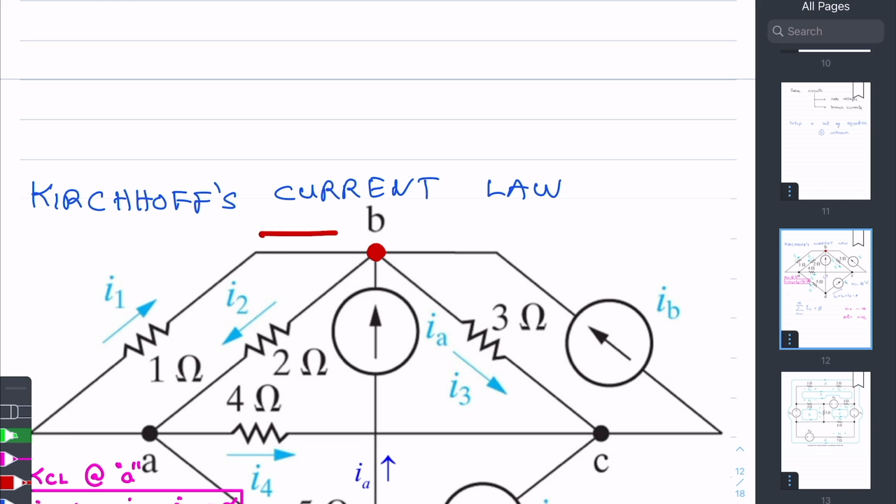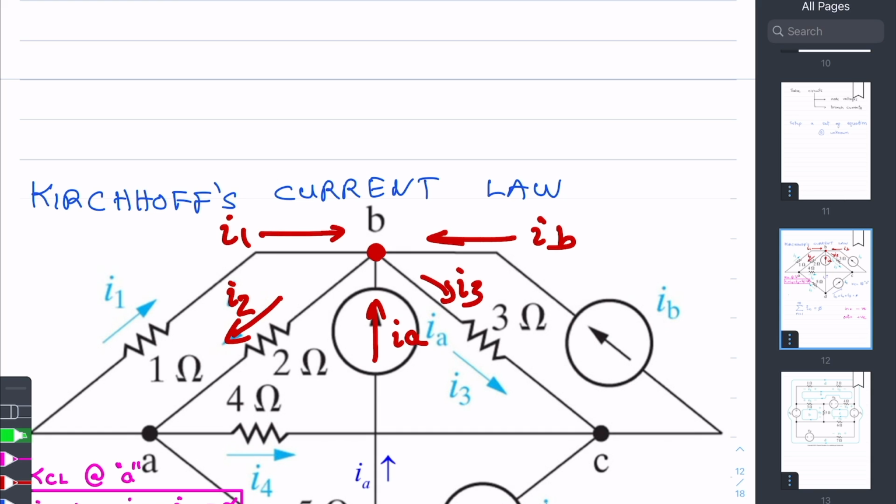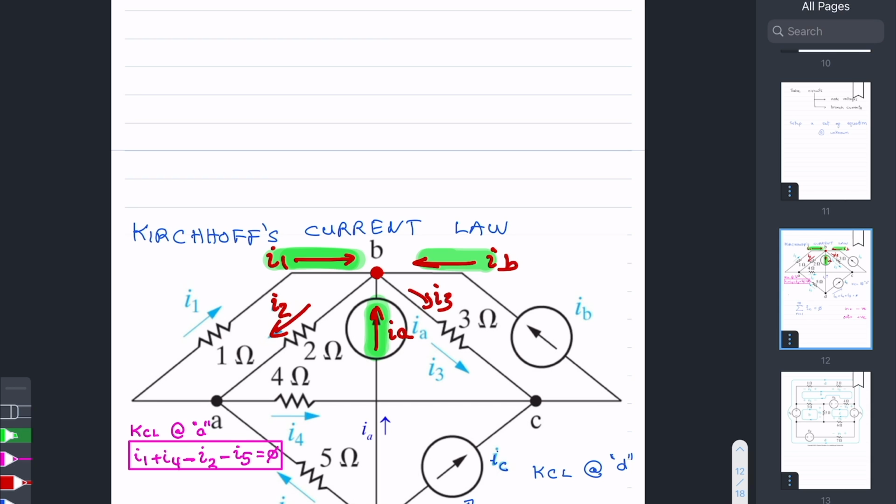At node B, there is current I1 entering. There is current I3 leaving. Another current, IA, is entering. IB is entering. And I2 is leaving. So what I do is look at all the currents that are entering. I1 is entering, IA is entering that node, and IB is entering the node. So sum them all up.